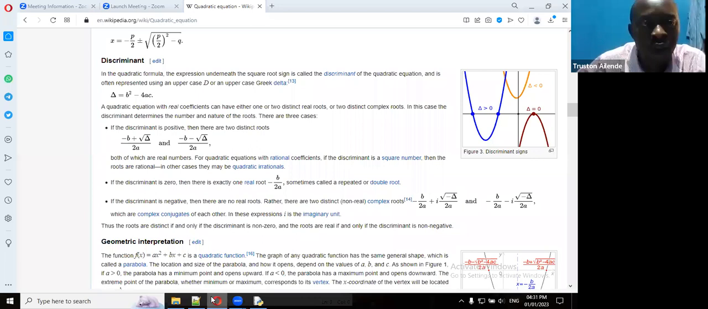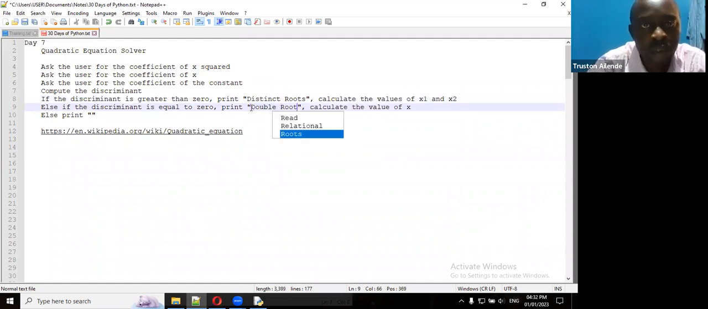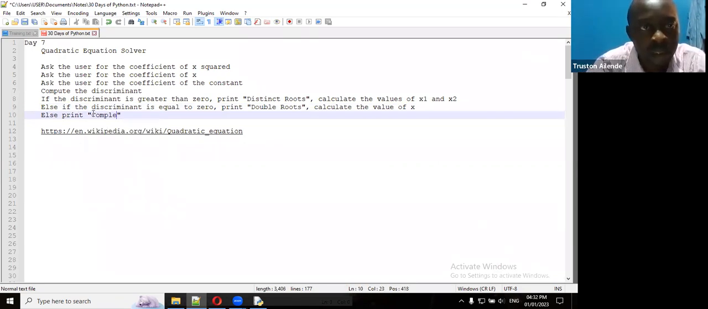If the value of the discriminant is 0, print double roots and calculate the value of x. Else, we should print complex roots.